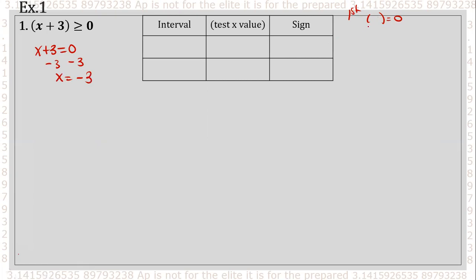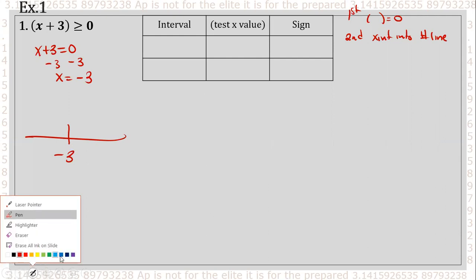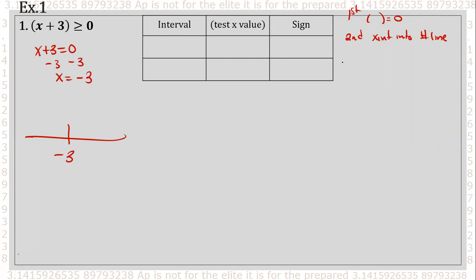Once you have that, the second step told me to put that x value, the x-intercept, onto a number line. So I'm going to make my number line. It doesn't have to be pretty. Right here is negative 3. From here we're going to find the intervals and test values. So the third step is to pick test values and evaluate them.